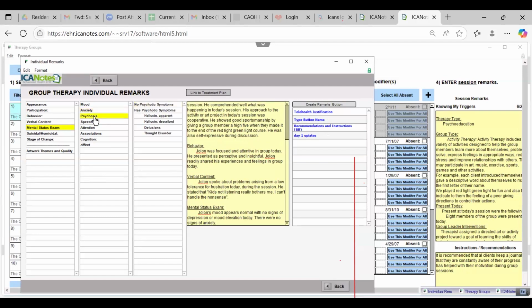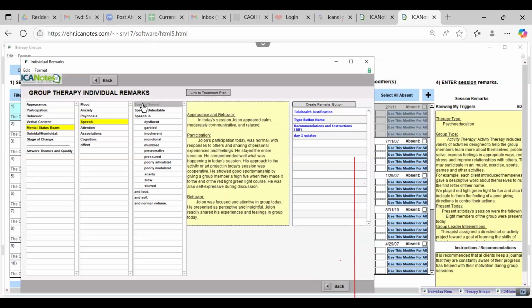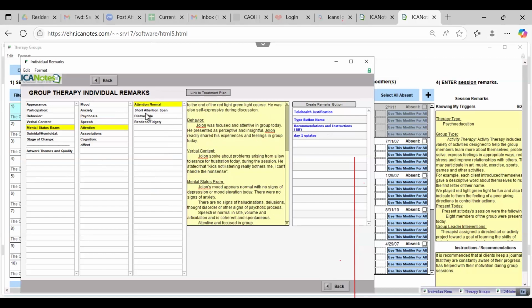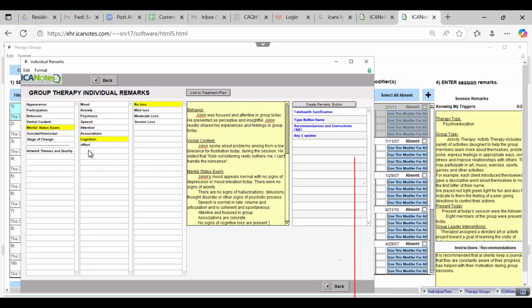Psychosis. Psychosis is when they are acting very out of character, very erratic, in any type of way. And we do want to notate that, but this person had no psychotic symptoms. But down here we have other things: hallucinations, delusions, thought disorder. We want to notate how speech was. His speech was normal. How was their attention? His attention was normal. A lot of people we have have short attention spans, are distractible, restless. His associations were concrete. Cognition, there was no loss. But like I said, we only want to do a mental status exam if we see a kid is in some type of crisis and we need to assess that during that session.